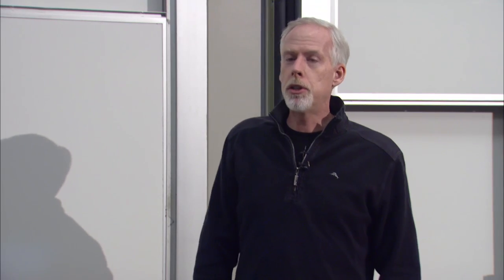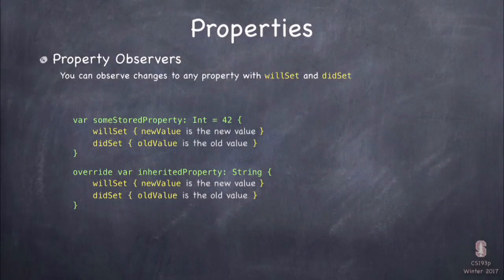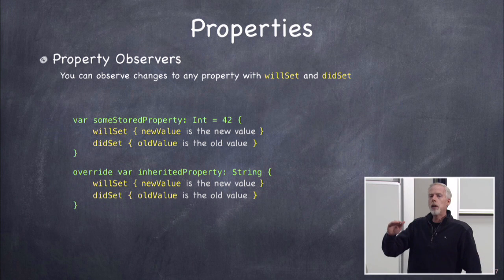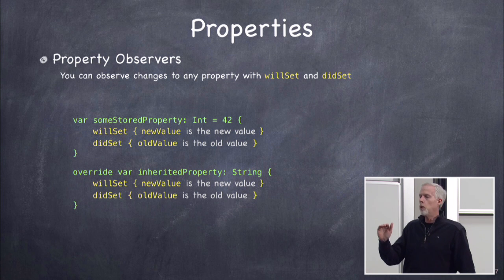Alrighty. Properties. So you know all about properties, right? We saw computed properties like display value in our calculator. There's actually some really cool features on properties. One of the most interesting ones is property observers. So what is a property observer? A property observer is a little piece of code that will get executed when your property changes. Anytime your property changes, this little piece of code can get executed.